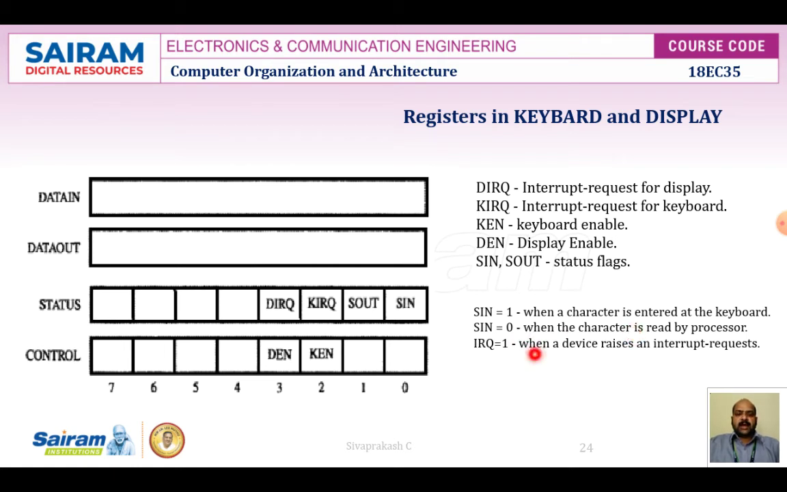Such a way, the IRQ is raised when a device raises an interrupt request. With the help of the data in and data out registers, as well as the status register, where DIRQ and KIRQ, SOUT and SIN are the control signals, and DEN and KEN are the enable bits, based on these bits the processor comes to know where the interrupt is being requested, and that is satisfied by the processor.